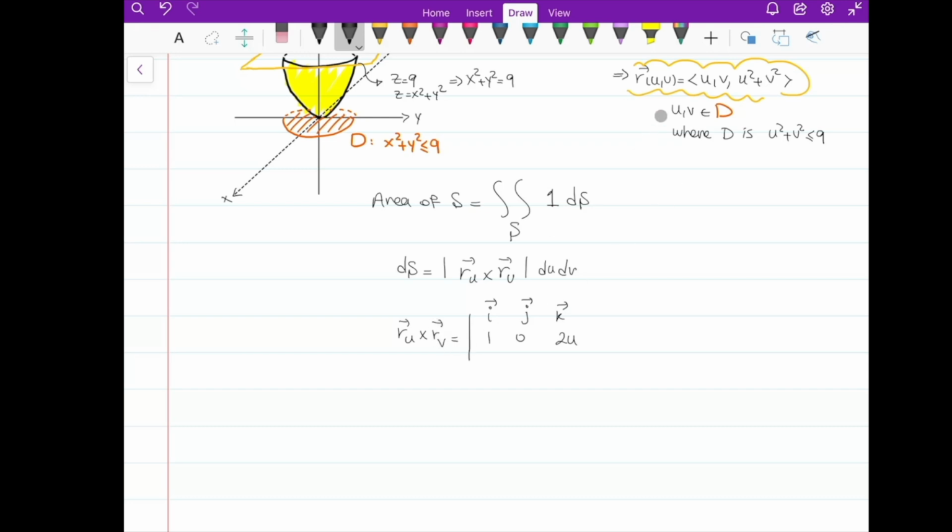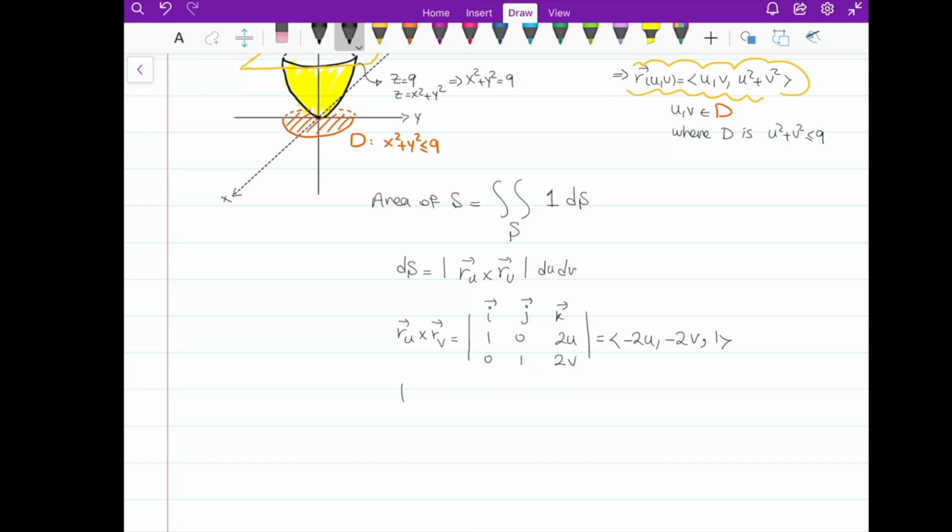r with respect to v, take the partial derivative with respect to v. Derivative of this with respect to v is 0. Derivative of this with respect to v is 1. Derivative of this one with respect to v is 2v. Let's calculate the cross product in here, basic determinant of this matrix. So I get negative 2u, and then j times 1 times v minus 0, so it would be negative 2v, and for the k component it would be 1.